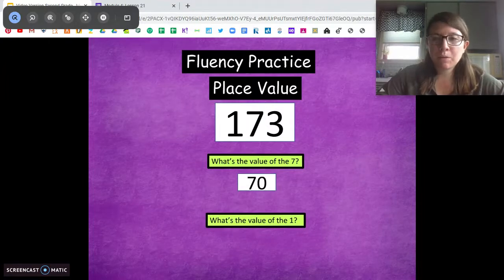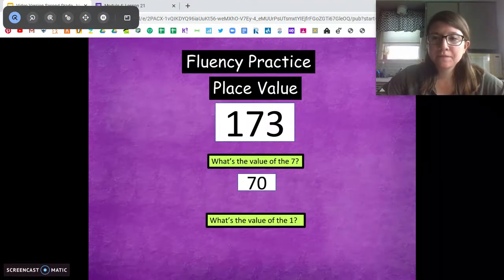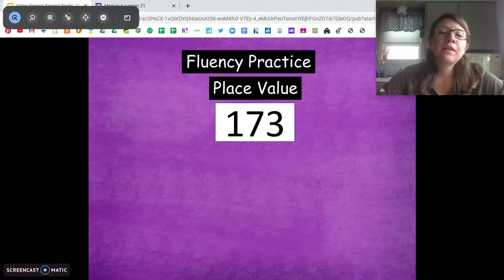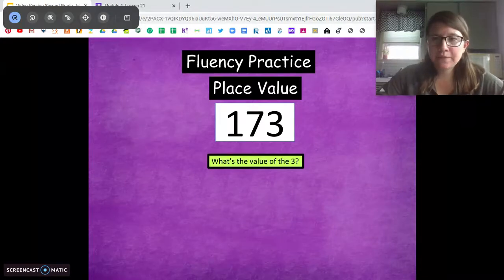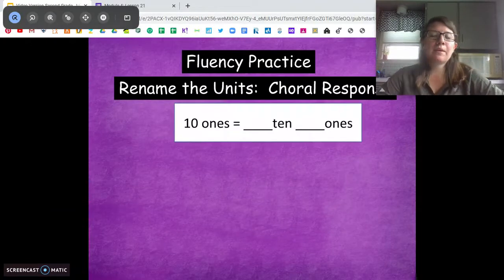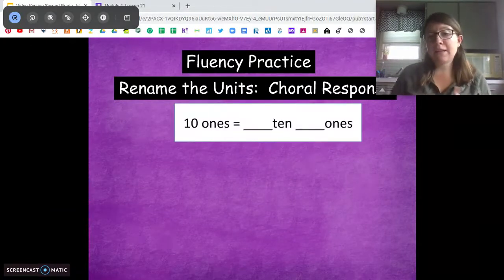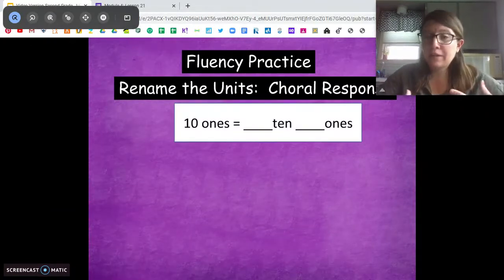And what's the value of the 1? 100. Beautiful. What's the value of the 3? 3 ones. Very good. All right. Now we're going to do this again because I think this is important when we're breaking down numbers.